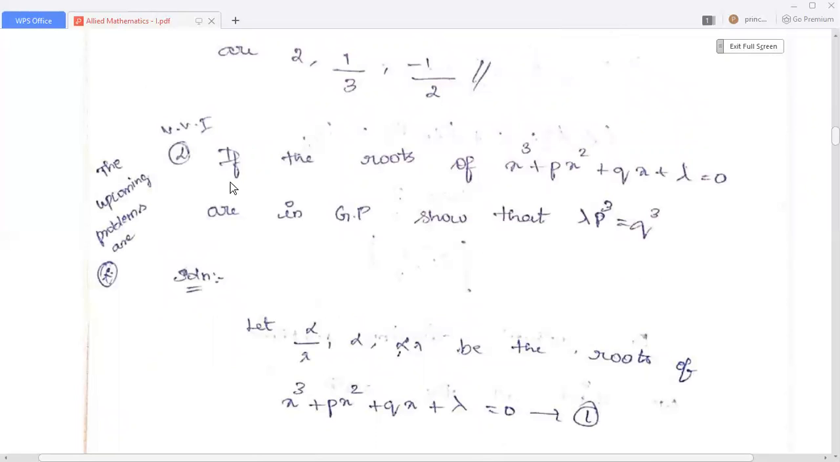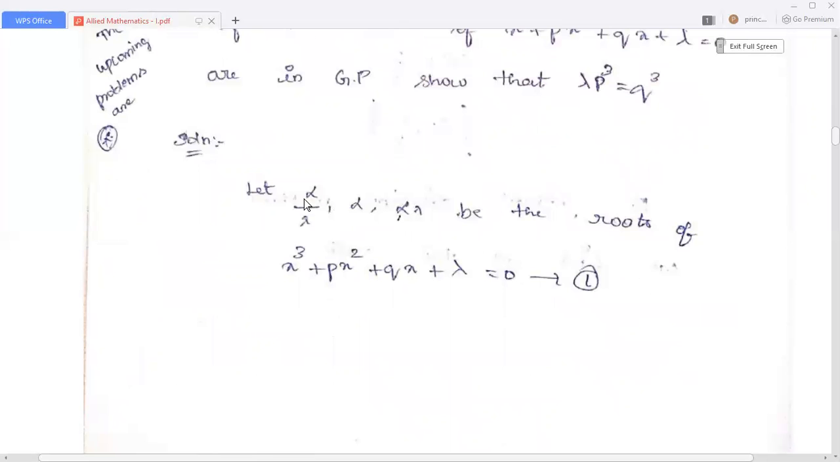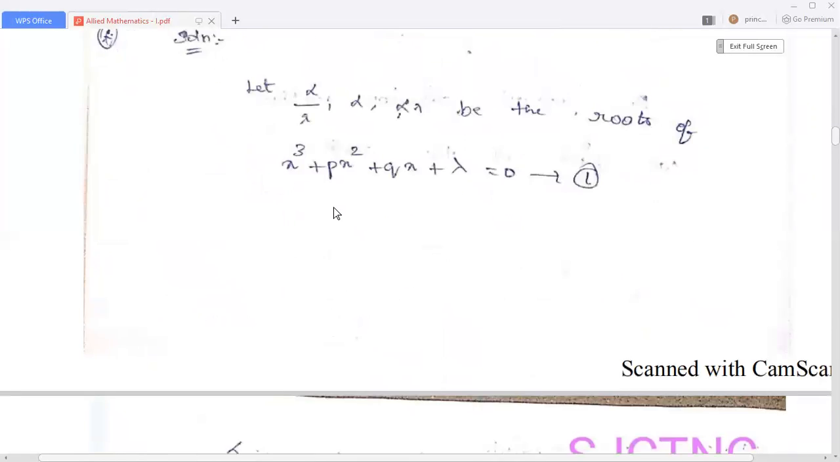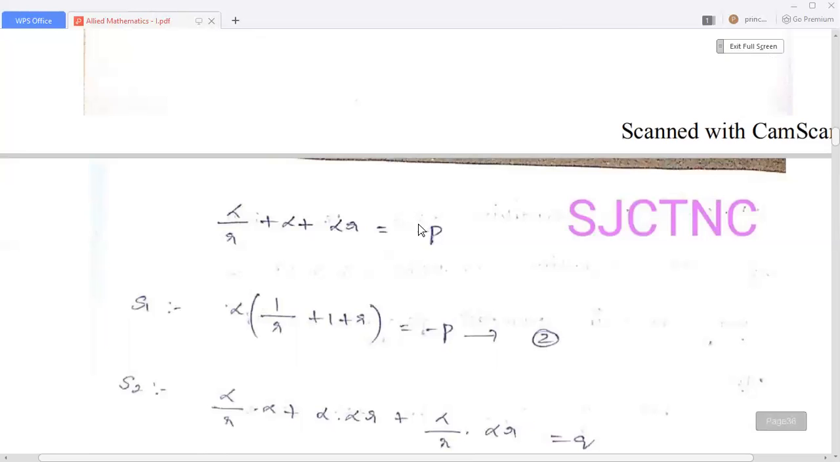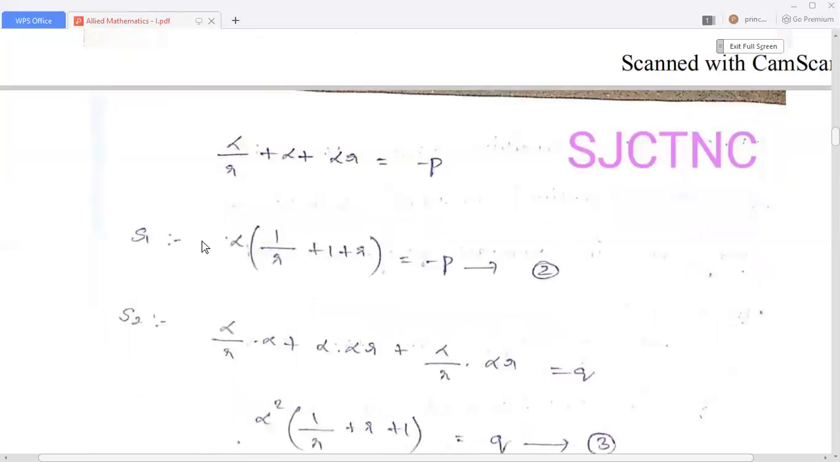Next problem. If the roots of x cube plus p x square plus q x plus lambda equal to 0 are in geometric progression, show that lambda p cube equal to q cube. Let alpha by r, alpha, alpha r be the roots of this equation 1 forming the geometric progression. Now we write the sum of all the roots. Alpha by r plus alpha plus alpha r equal to minus p. That can be taken as S1.